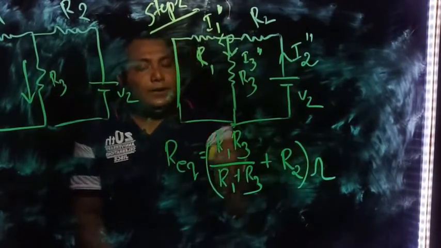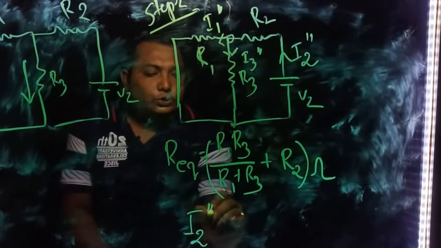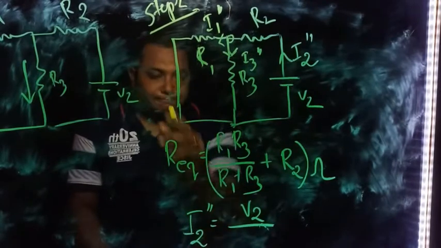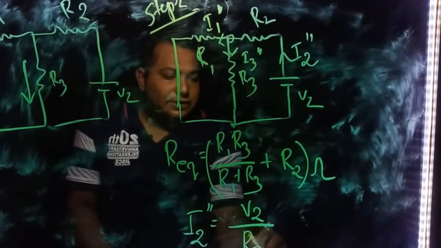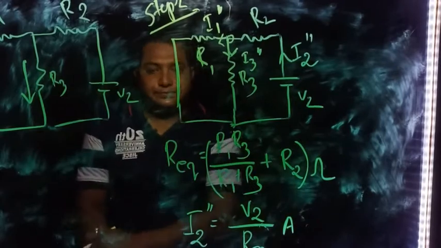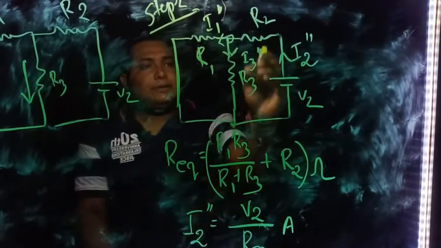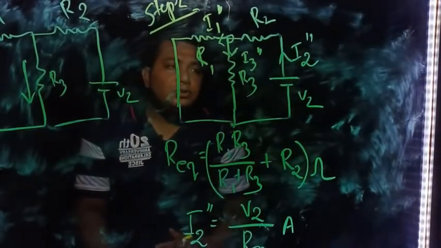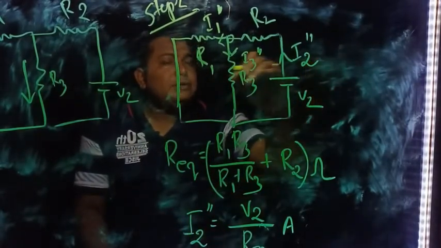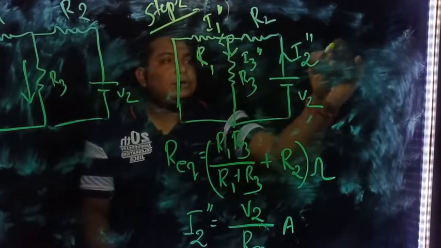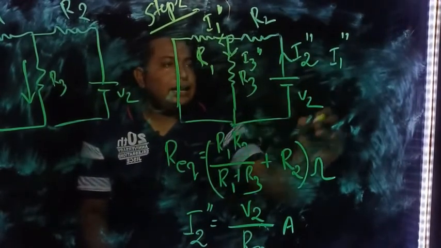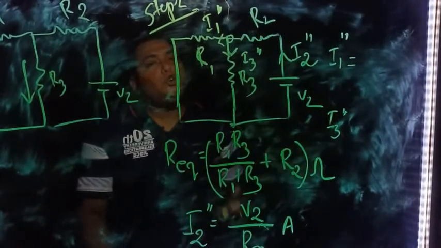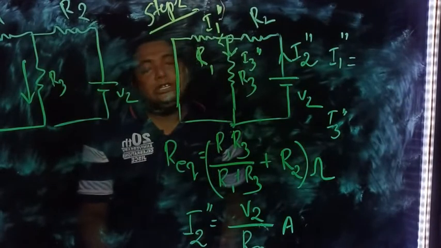Now find out the main current, that is I2 double bar, given by the supply voltage V2 divided by the equivalent resistance R equivalent, in ampere. So that is the main current. Now we know the current flowing through this one. Now applying the current division rule, you have to find this I1 double bar and this I3 double bar. So what is the formula? The main current times the opposite branch resistance, divided by the summation of the two parallel resistances.